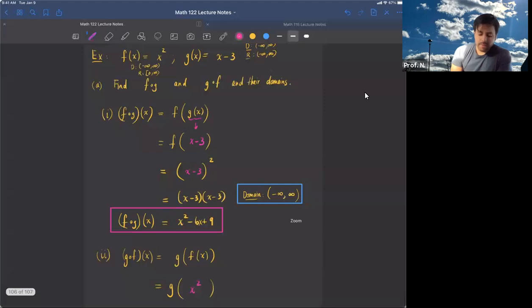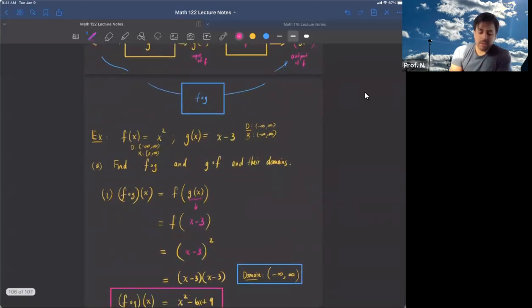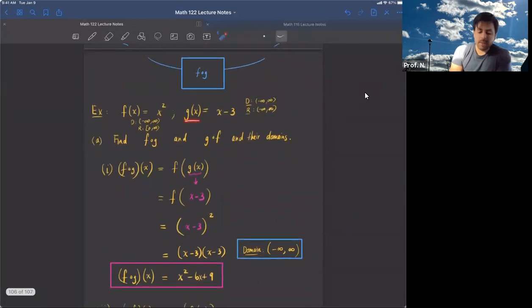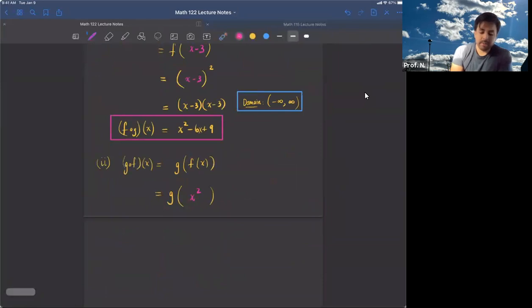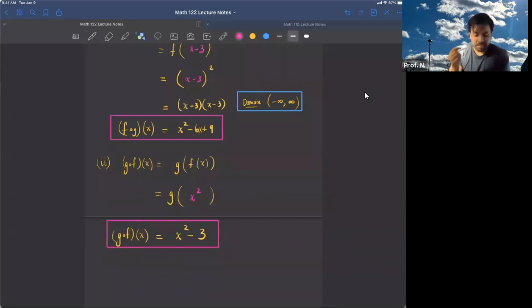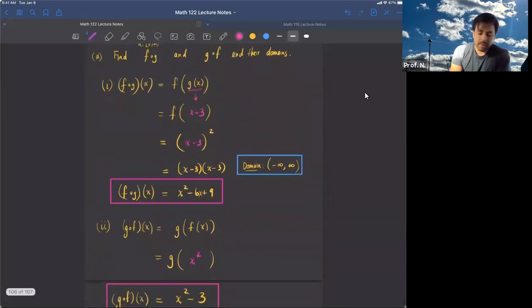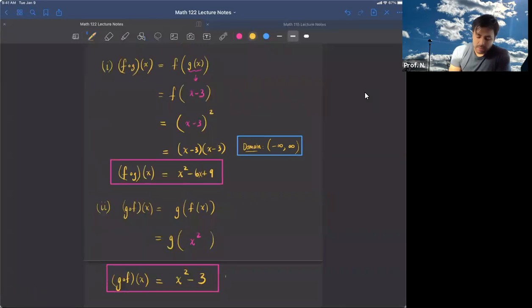Okay, so g of x squared. Now what's g? Well, g is everything that you plug in, you just subtract by 3. So whatever input I got, I subtract by 3. Well, what's my input? It's x squared. So then what's going to be my output? x squared minus 3. And so therefore, this composite function of these two functions is x squared minus 3. And then what happens? What's the domain of this function?